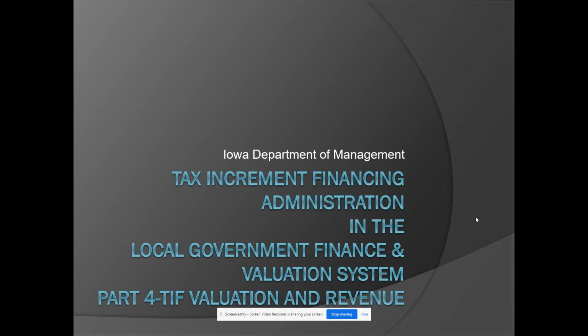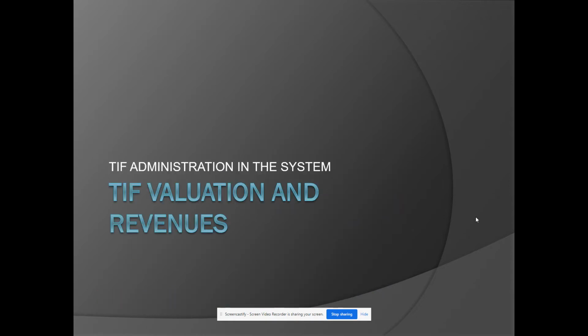Part 1 was intended to give some background regarding TIF. Part 2 discussed setting up TIF taxing districts. Part 3 was in regards to TIF areas. And Part 4 is going to talk about TIF valuation and revenue, and it is intended to give a better understanding and explanation regarding TIF revenue calculations.